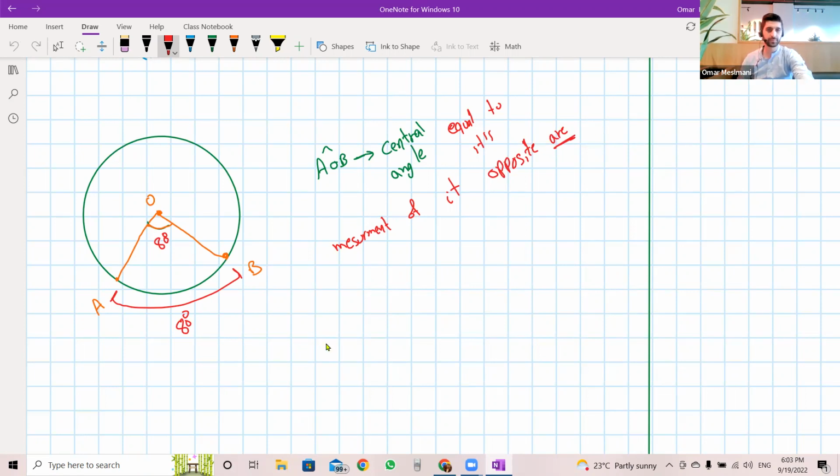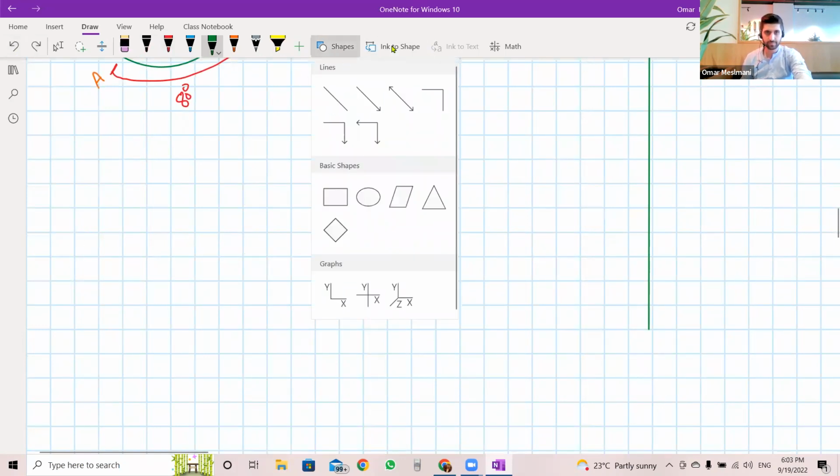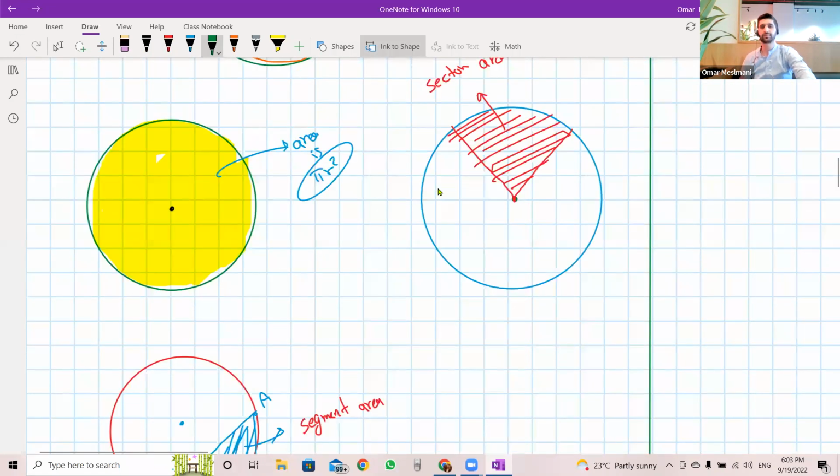What else? Can I just make sure of something? It's the same as central angle, right? Yes. Okay. What was the sector? That's a sector.